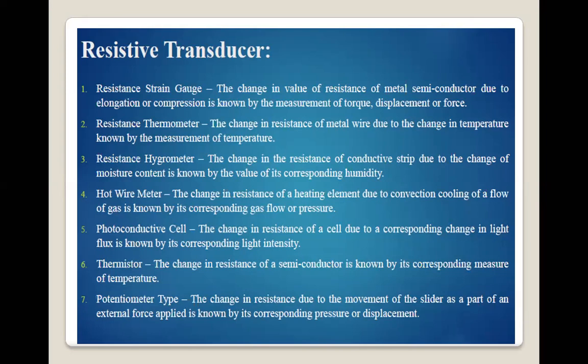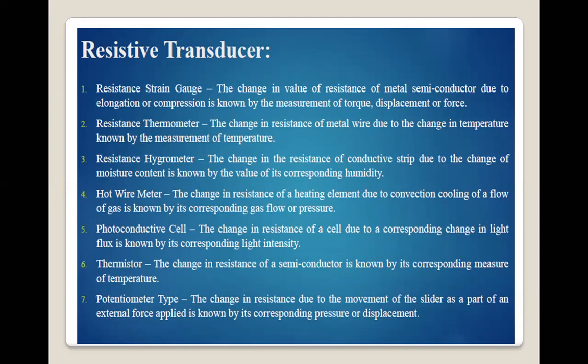Next one is the potentiometer type. The change in the resistance due to the movement of the slider as a part of the external force applied is known as the corresponding pressure or displacement. That means the potentiometer type of resistive transducer is used for the measurement of change in displacement.